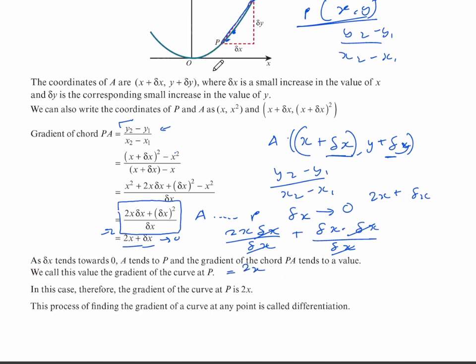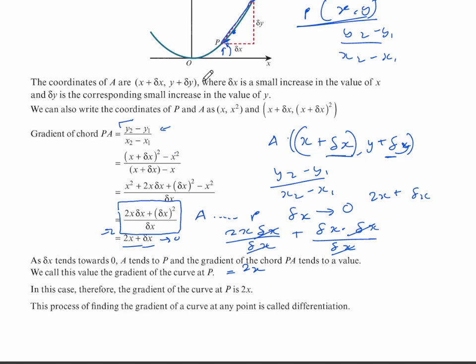Now, how do we know it's the gradient of the curve at P? We have another point A, which is extremely close, so close that we have delta x as 0. Therefore, it is basically another point at P. So we have a line connecting 2 points, one point being P and the other one being so close to P that it is practically P.